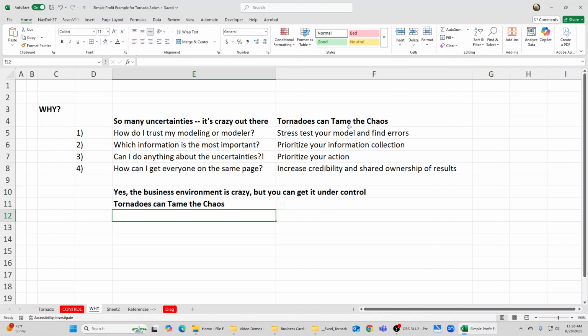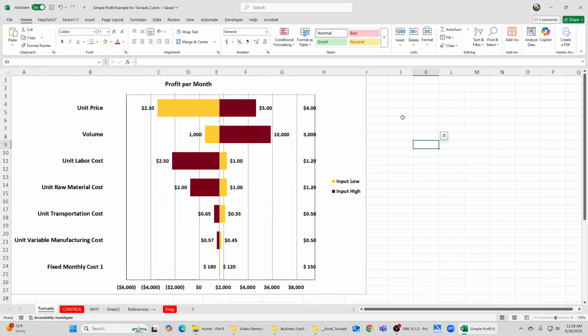How do I trust my modeling or my modeler? With the tornado, you can stress test your model and find errors, and then you can gain more trust of your modeler. Which information is important? Well, let's take a look. Let's take a look at the tornado. So this is a simple tornado, simple model.